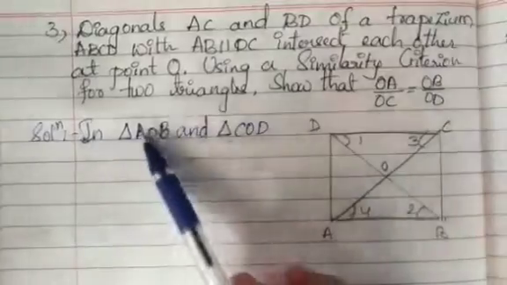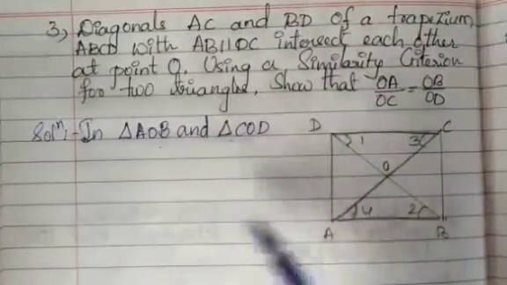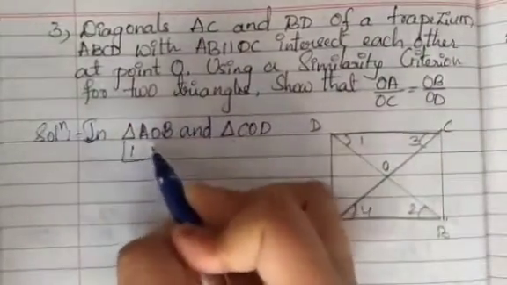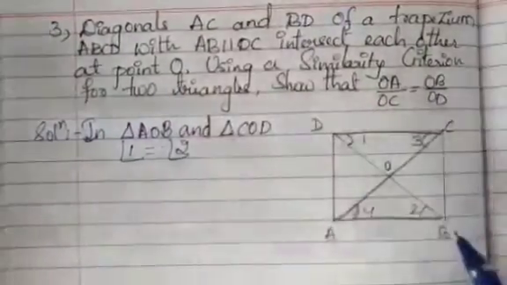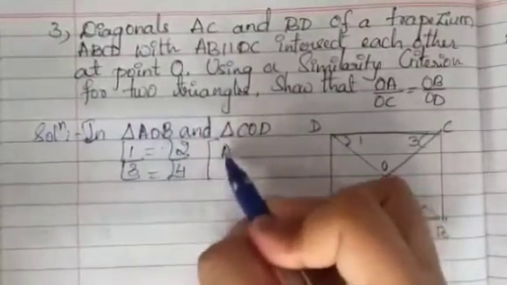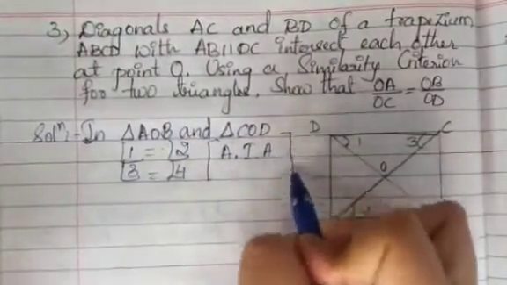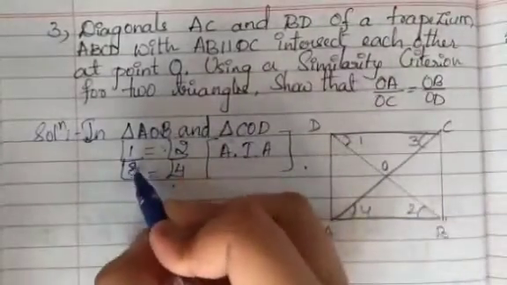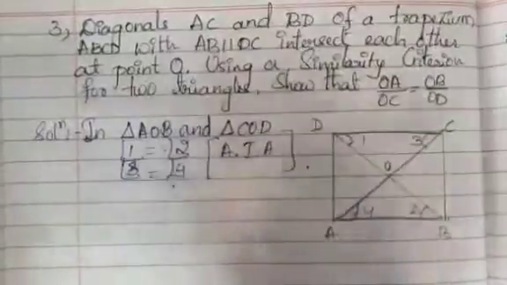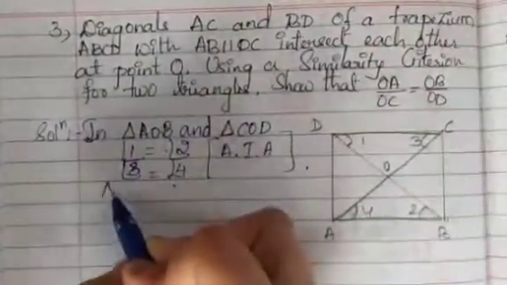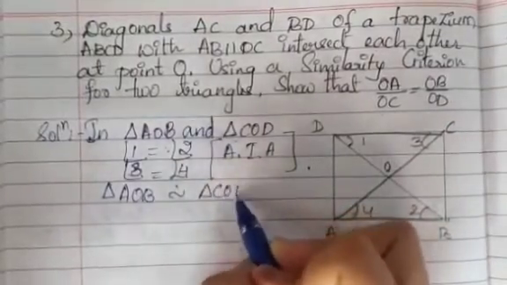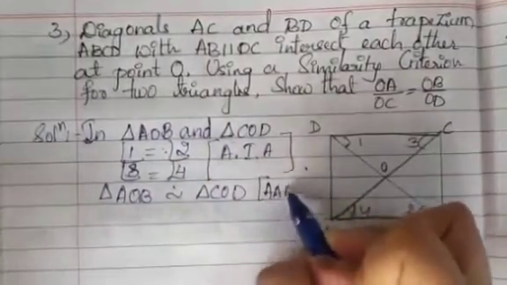Now if I want to prove this, you can see here these two are parallel, so I can write angle 1 is equal to angle 2 because they are alternate interior angles. Angle 3 is equal to angle 4 because they are alternate interior angles. If two angles are equal in a triangle, then the other angle will also obviously be equal. Hence triangle AOB is similar to triangle COD. Why? Because of the AAA criteria.